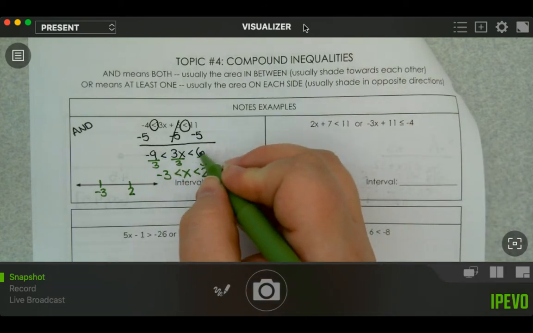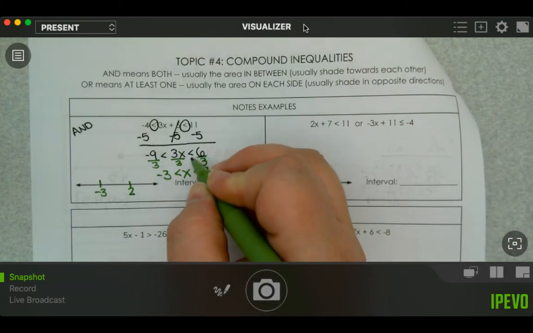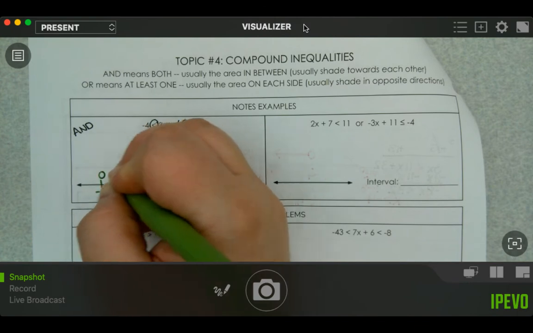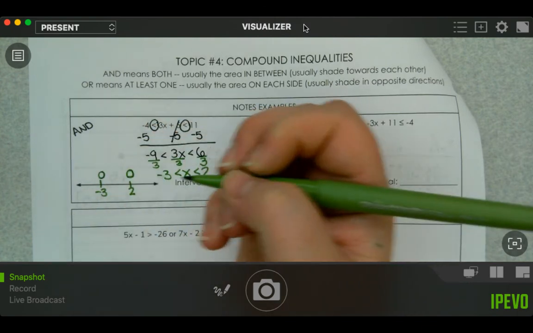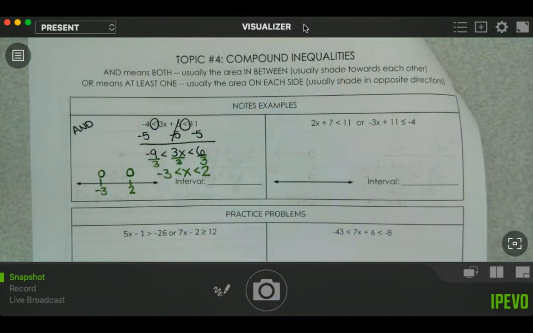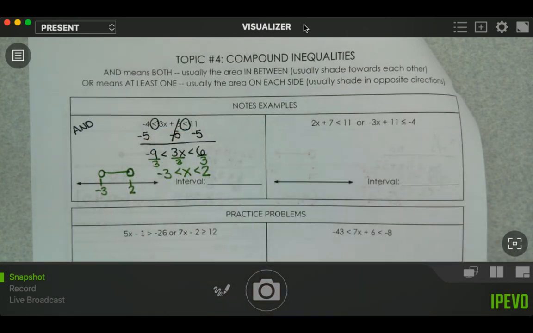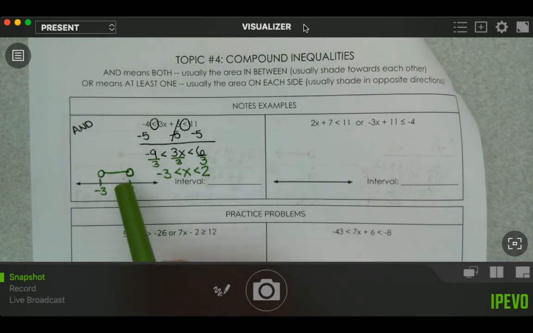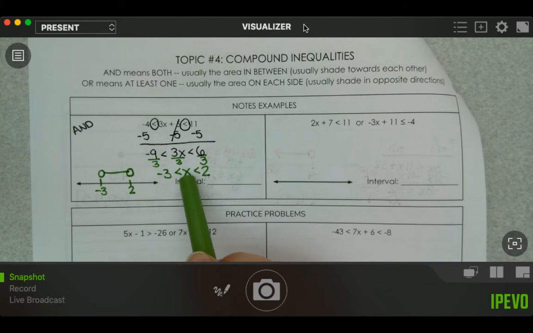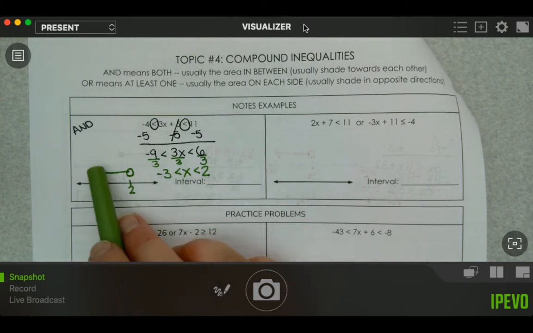Because these are both regular inequalities without the little line underneath, you just put an open circle, and you're going to connect them in the middle. Okay, because this one is saying x is less than 2. Boom. But this one is saying negative 3 is less than x, which is the same thing as saying x is greater than negative 3, which is why the negative 3 is going this way.